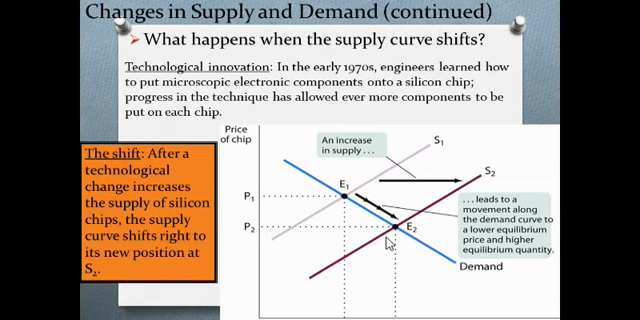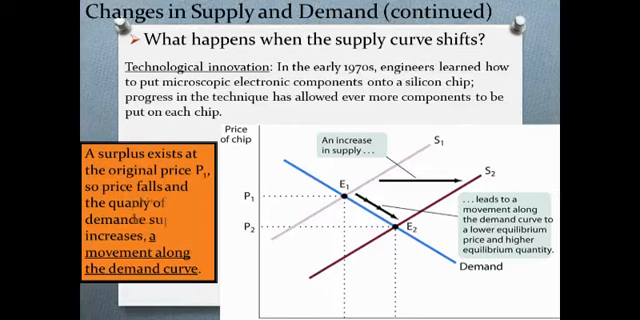After a technological change increases the supply of silicon chips, the supply curve shifts to the right. Again, remember your determinants of supply. You must memorize the determinants. You got to memorize that stuff. Otherwise, you're going to be very confused throughout the entire course. Very important. Memorize those determinants.